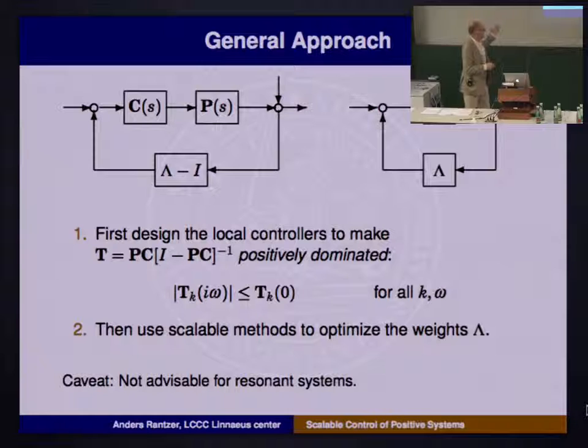Of course, if you have a very resonant system, this is not something you would like to do. It would take a lot of control action to force down this. It could even be impossible to push the amplitude down below the static value. But there are many situations where this is a very simple and straightforward method to bring the system into a setting where you can use scalable techniques.